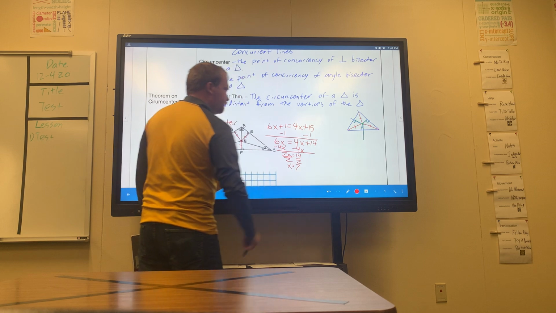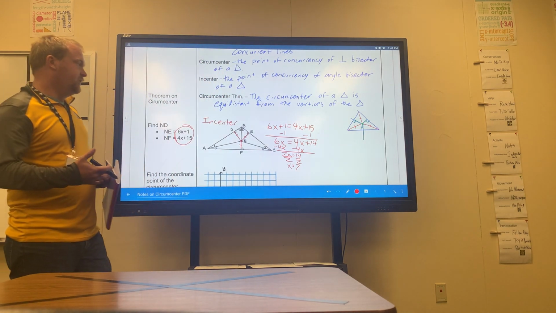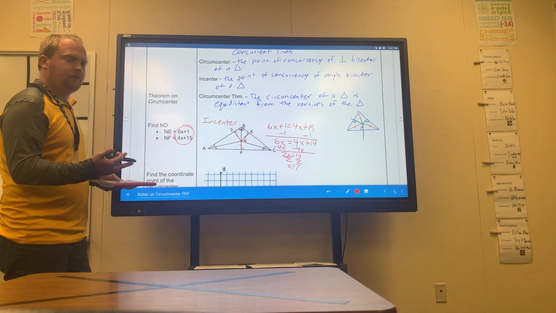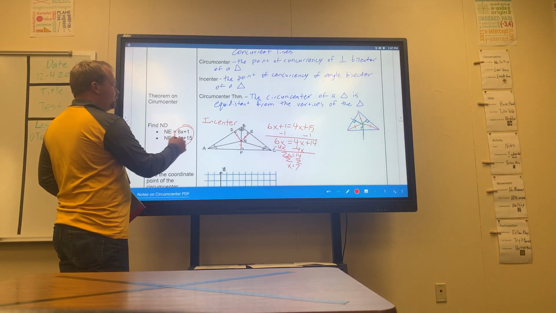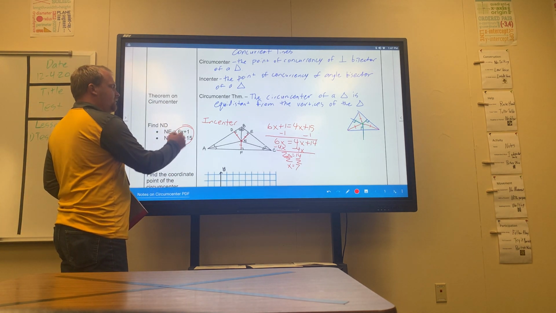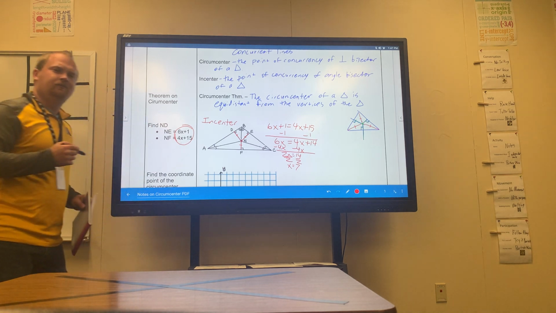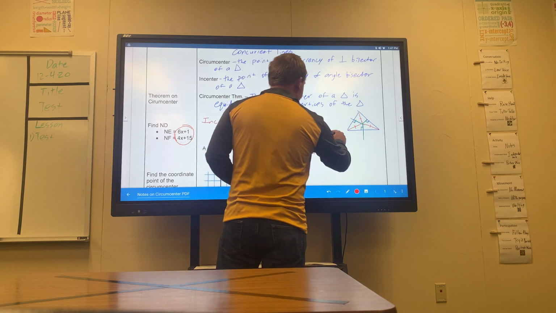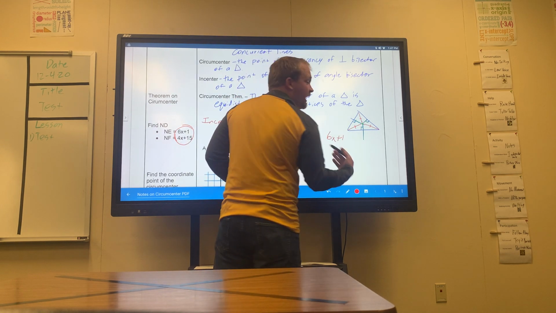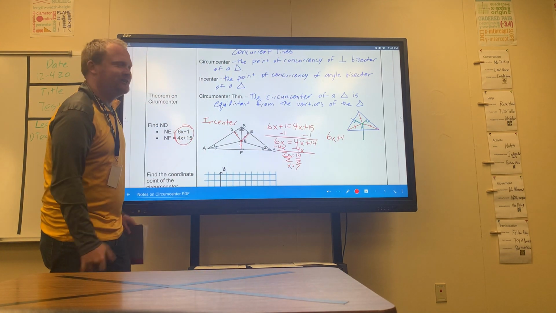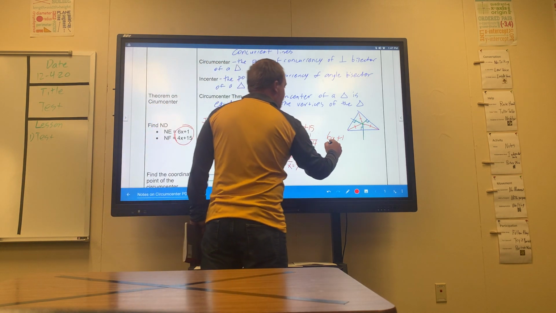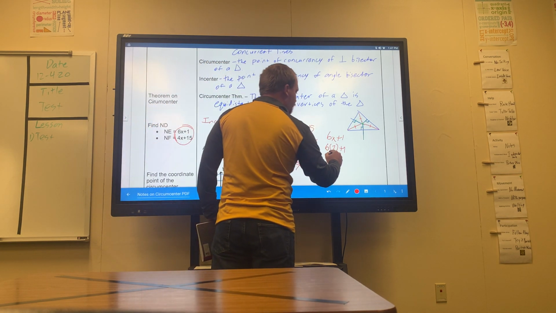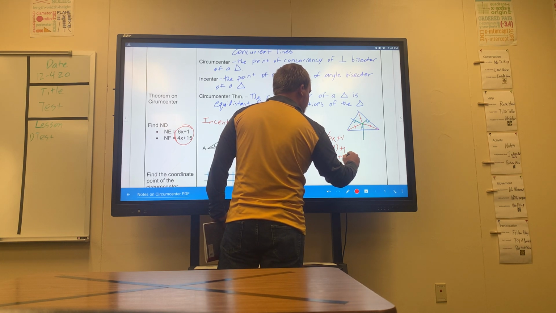X equals 7. So the distance is not necessarily 7 because we just solved for X. But remember, I can replace X with any of these variables. But I want to use 6X plus 1, since it's a little bit easier to add, since I'm just adding 1 to it. So I'll replace the X with 7. 6 times 7 is 42. Add 1 to that.